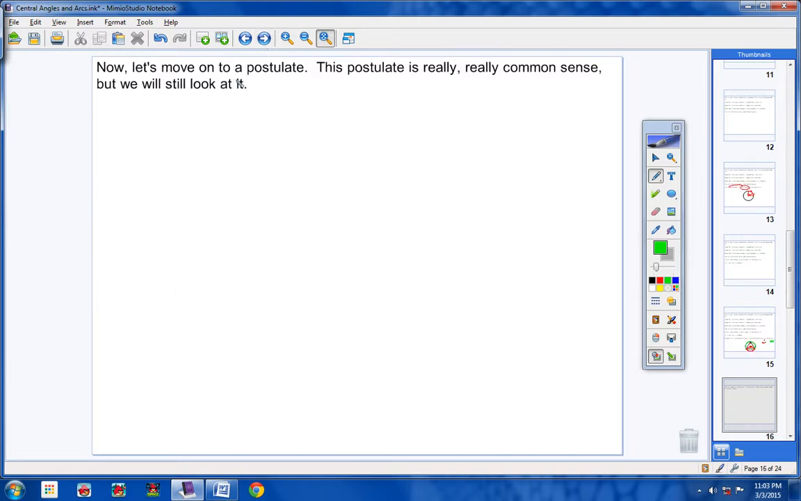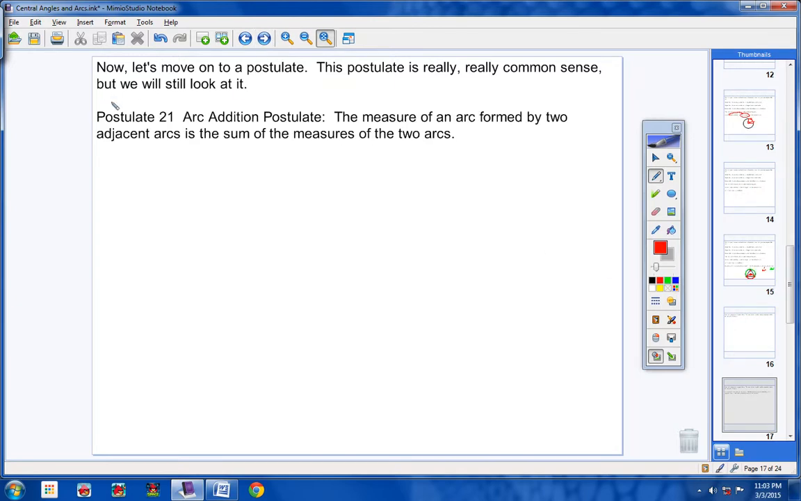Let's move on now to a postulate. This postulate is really, really common sense, but we will still look at it, okay? And you are going to memorize it, but it's really easy to understand. Here it is. Please copy this down. It's called the Arc Addition Postulate, and I mentioned this earlier. The measure of an arc formed by two adjacent arcs is the sum of the measures of the two arcs.